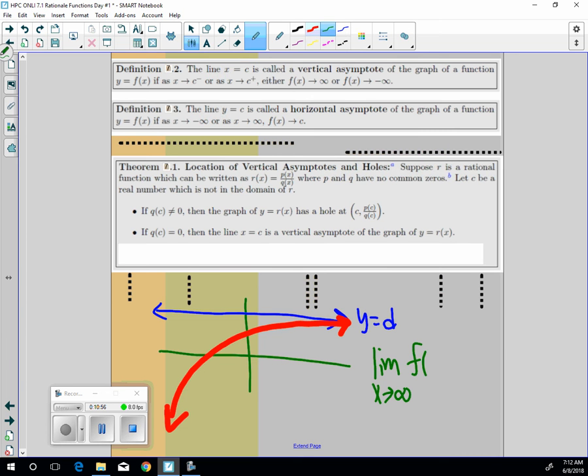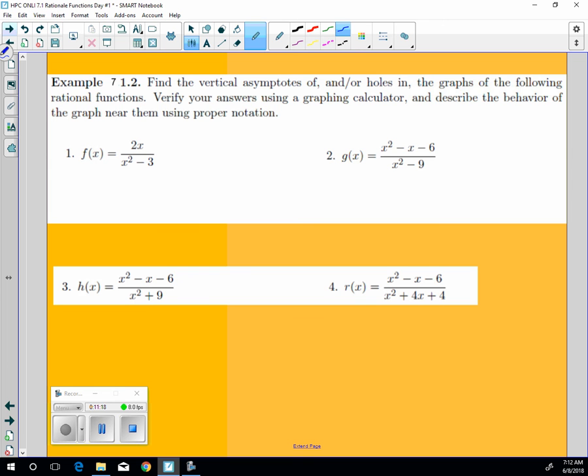of f of x is not infinity this time. As we go to infinity, it looks like it's going to y equal to d. So a little bit different. You have x approaches infinity, and then the y is approaching d. So that's your horizontal asymptote. All right, we'll find horizontal asymptotes in a little bit in part 2, but for this one, we're just going to practice finding vertical asymptotes and something called holes.